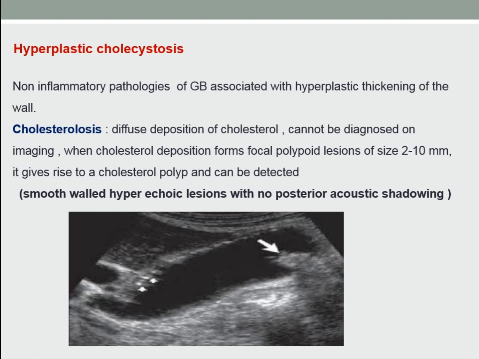But when it is focal, causing focal polypoid lesions, typically of 2 to 10 mm, it can give rise to cholesterol polyps and can be detected. On ultrasound, you will see a small, smooth-walled hyperechoic lesion with no posterior acoustic shadowing. Cholesterolosis is also the most common cause of gallbladder polyps.